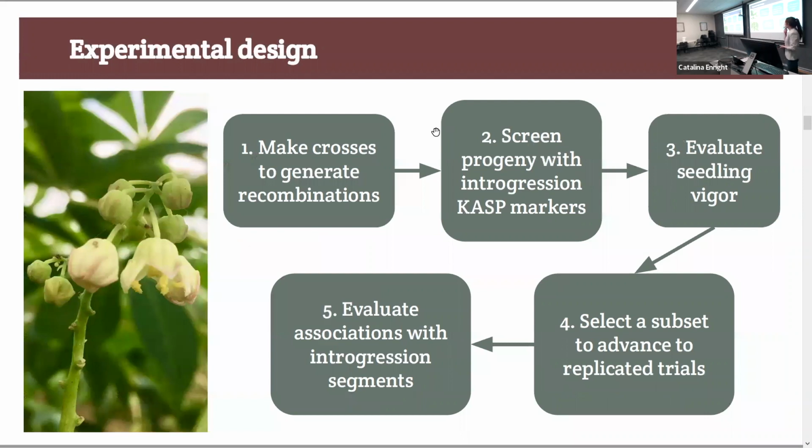So to generate high resolution for this QTL analysis, we started by making crosses to generate recombinations in the introgression. And we then screened the progeny with CAS markers, which was a way to look at just the introgression genotypes of many individuals. And then we evaluated these individuals for vigor, which I hypothesized might be an effect of homozygosity in the introgression, that they would have poor fitness for vigor. And then we use these genotypes to select a subset to advance to replicated trials where we can evaluate yield. And finally, I'm working on evaluating associations between particular introgression segments and these yield and vigor traits.